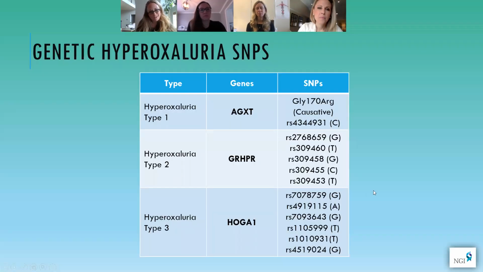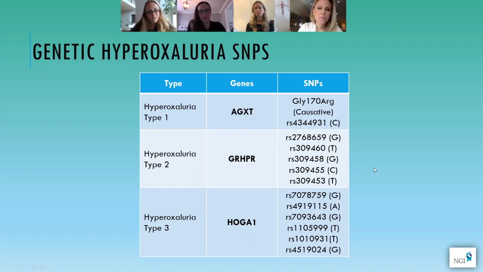All right, here are our genes for genetic hyperoxaluria. The one that we've talked about so far is AGXT. This is genetic hyperoxaluria type 1. This is the causative variant here. What we haven't talked about so far is hyperoxaluria type 2 and type 3. Now I have listed the SNPs here for you.